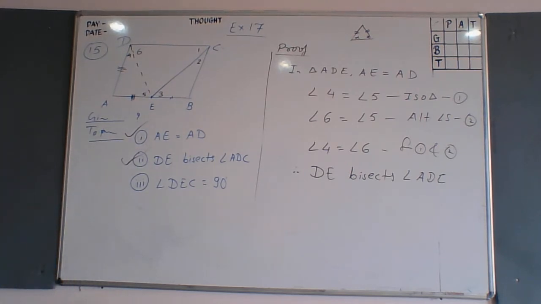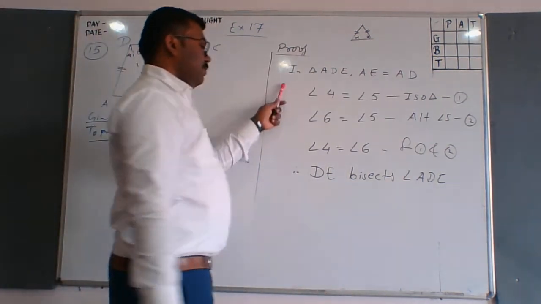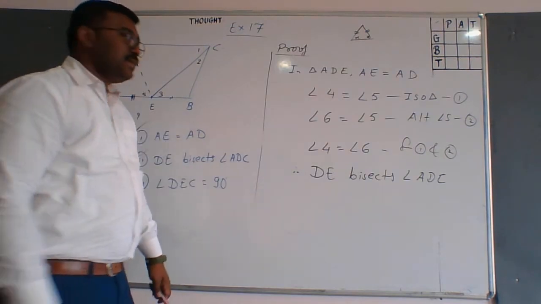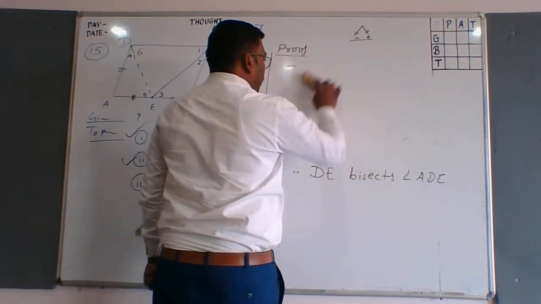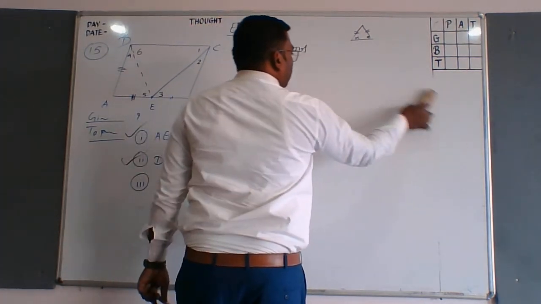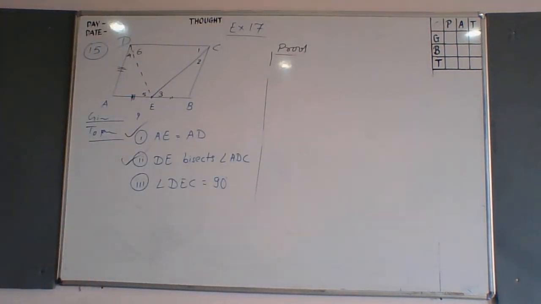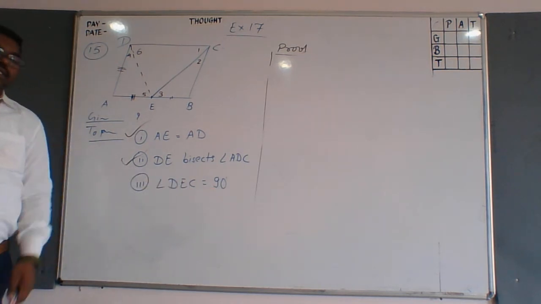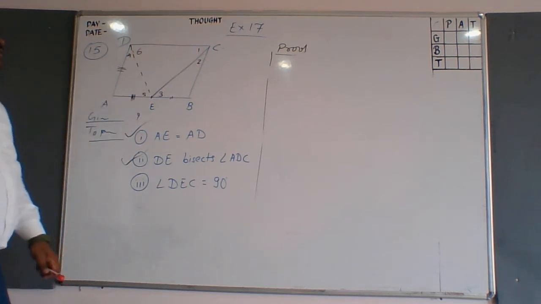Okay. Now we want to prove the third part. Let us prove the third part. Please note it down in your notebooks. In the third part, we want to show that angle DEC is 90 degrees.